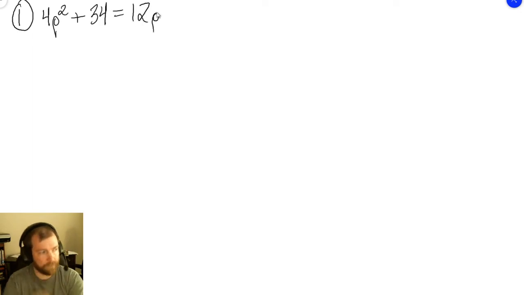Alright, question 1: 4p squared plus 34 is equal to 12p. Okay, so this is a standard quadratic question, which, again, many students have received quadratics that are nearly identical to this. You may see a quadratic with any number of answers.